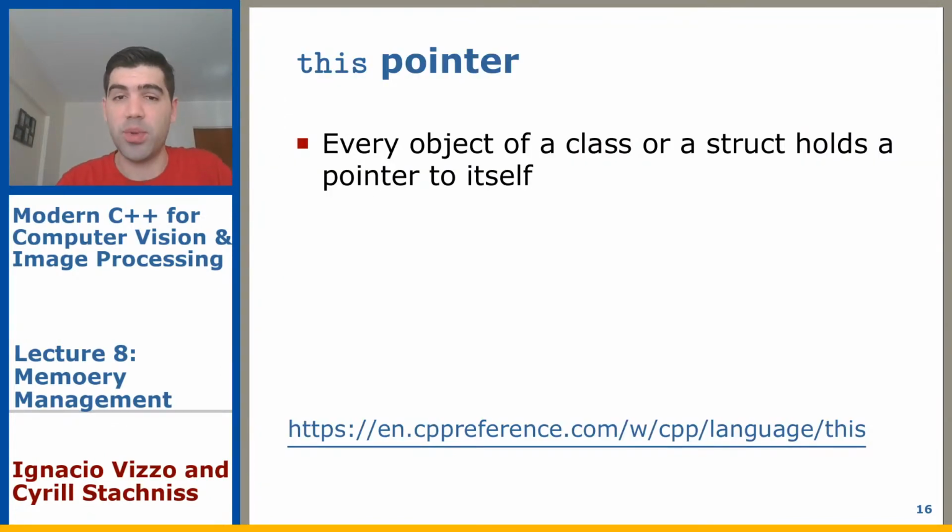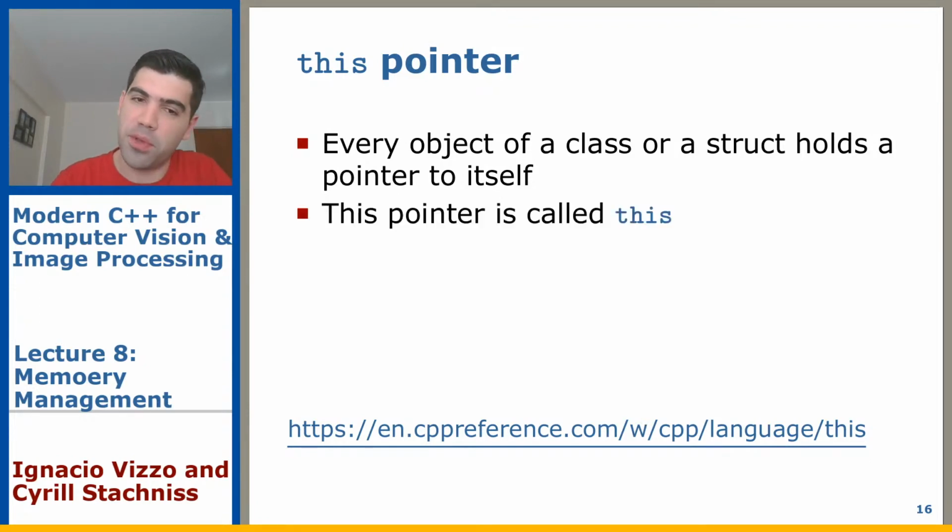Also, each class in C++ has the this pointer. This is a keyword of the language. So every object of a class or a struct holds a pointer to itself for many reasons, but you always have this pointer even if you don't use it.